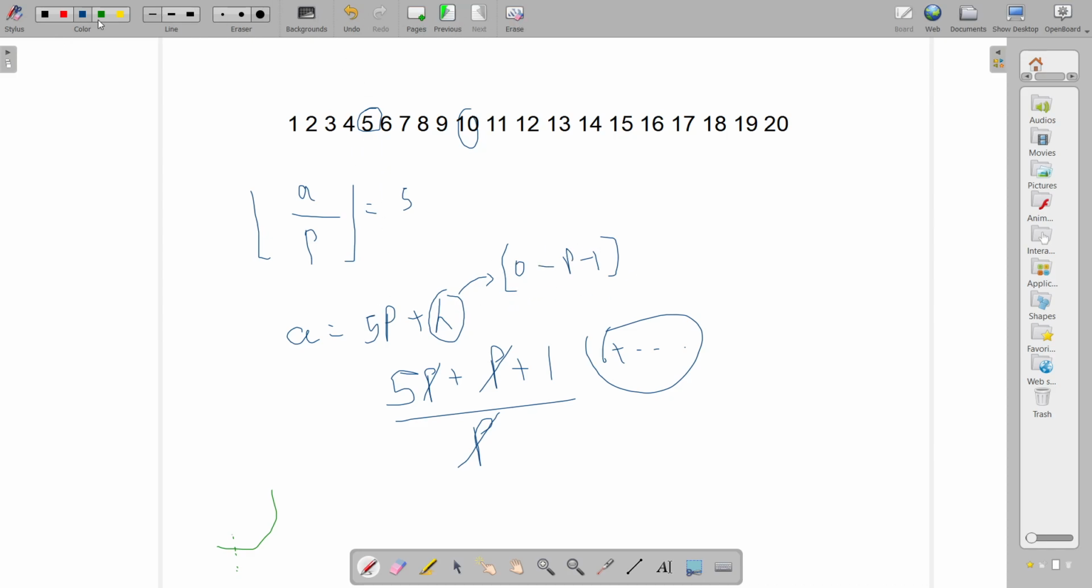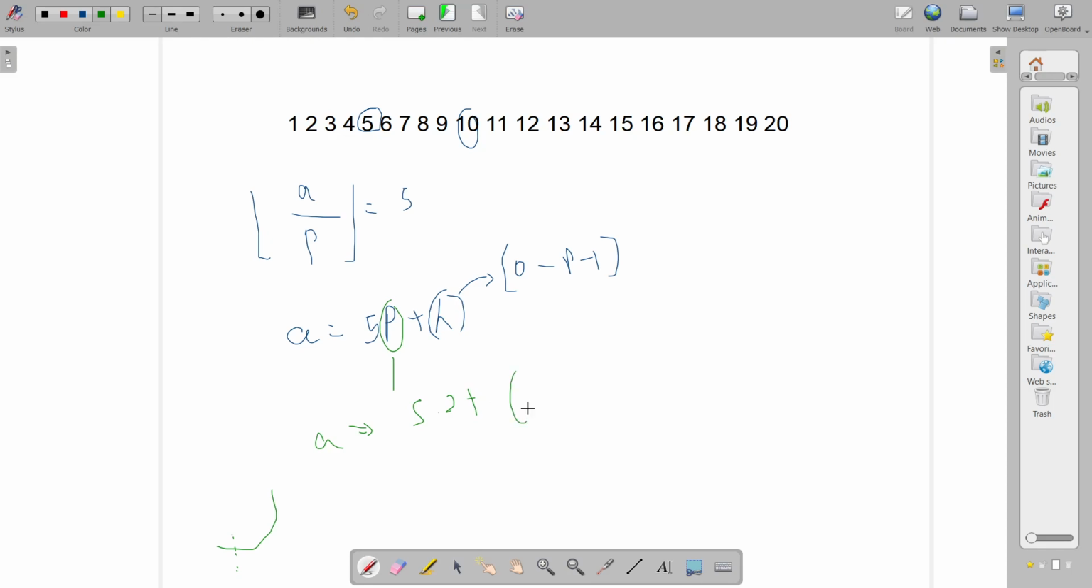So I'll show how I calculate the ranges for 5. I hope you have understood this equation. I would now substitute the value of P. P cannot be 1, because you can never divide an element by 1. It was given in the question. You can divide an element only between 2 and that X element. So suppose P is 2. Then A would be 5 into 2 plus lambda, and lambda would range from 0 to P minus 1, which is 1. So this would be 10 plus the range 0, 1, which is 10 and 11.